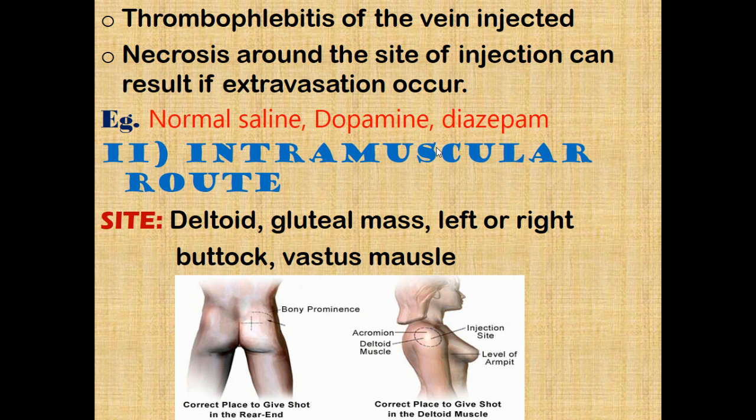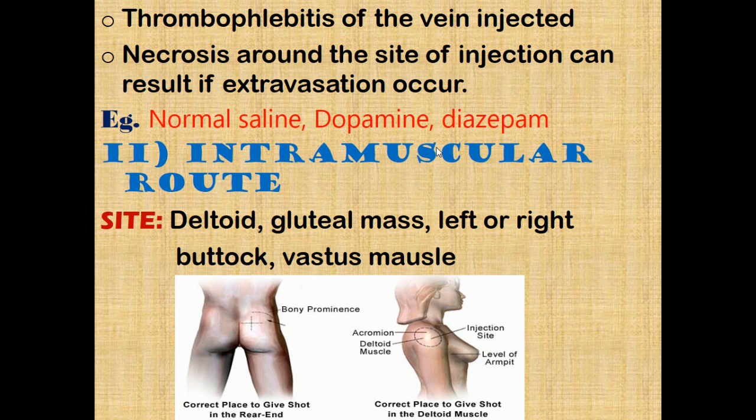Then for example, normal saline, dopamine, diazepam we can give. That's related to the intravenous route. Intravenous route merits and demerits are very, very important, and most of the time you will use this in acute and emergency conditions. Then come to the intramuscular route.